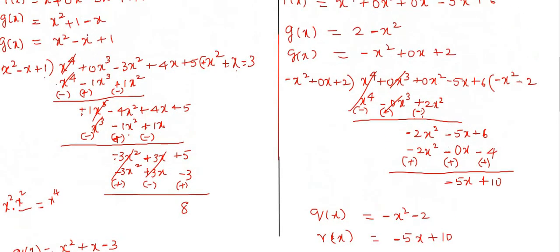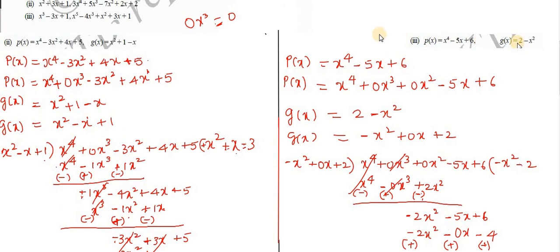And even here also we have the solution for the next problem. So that is p of x. So here also the p of x is not in the standard form. Here x power 4 is there, and the terms of x cube and x square are not there. So for that what I did, I added 0x cube plus 0x square minus 5x plus 6. I wrote it in the standard form.